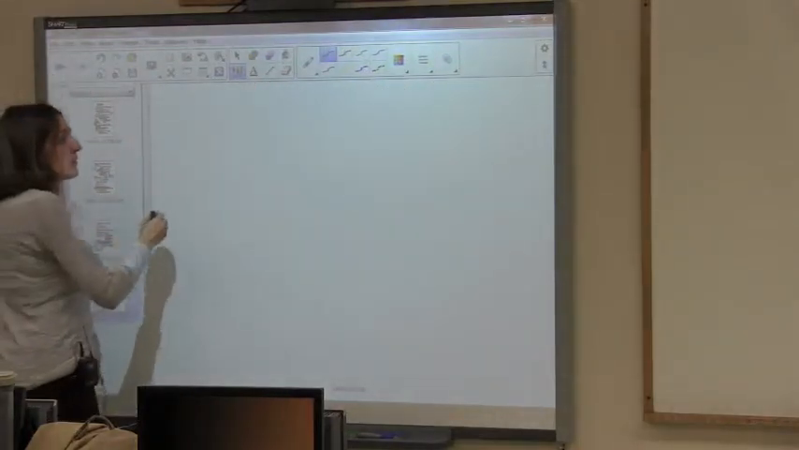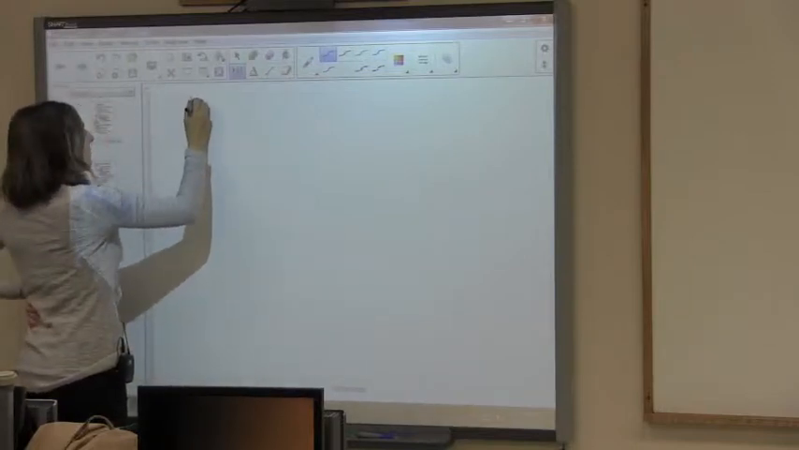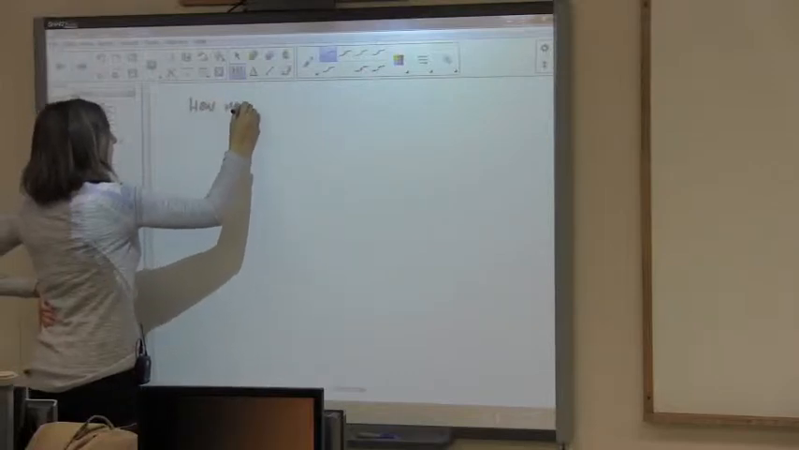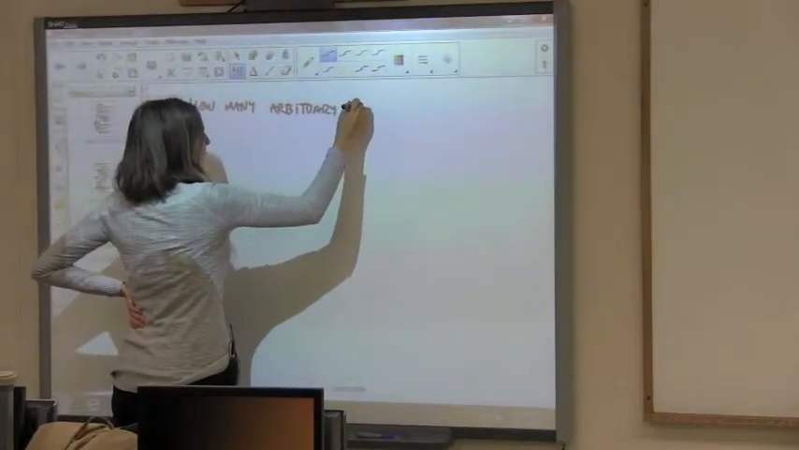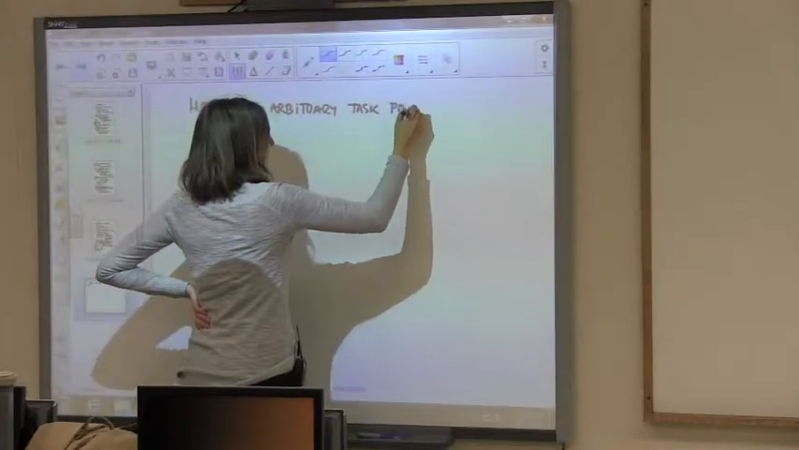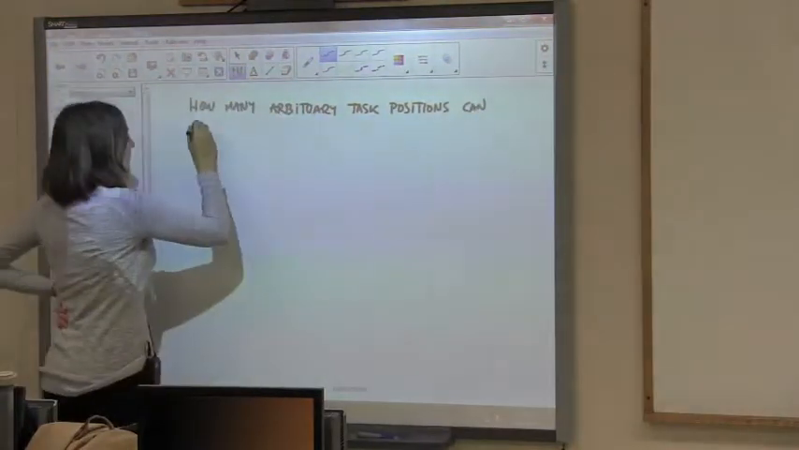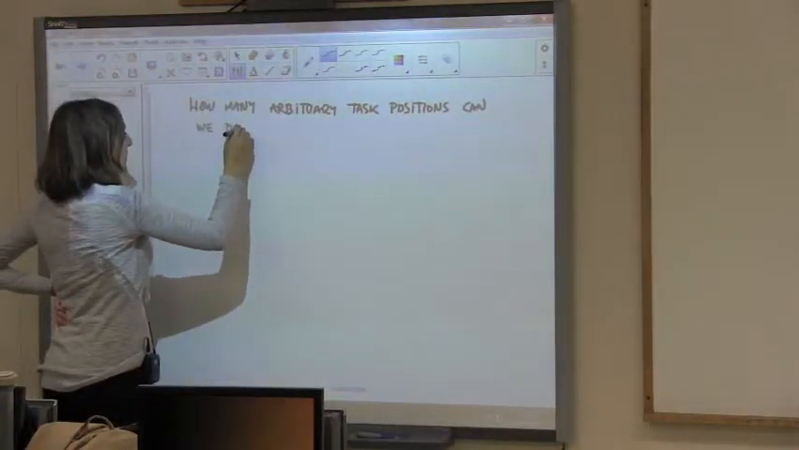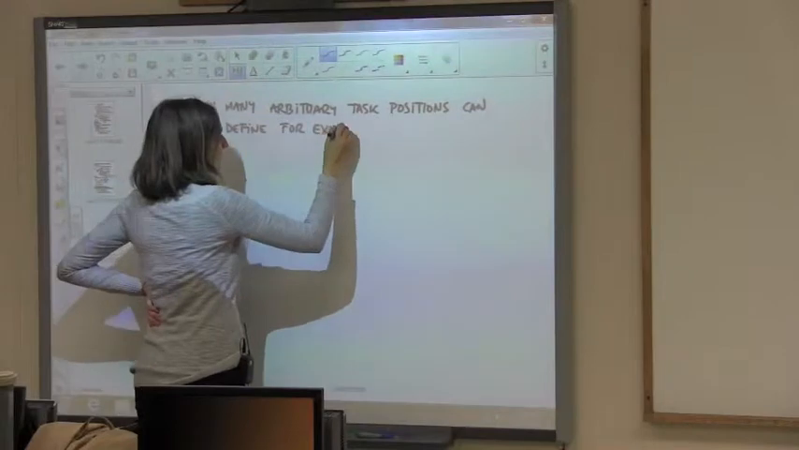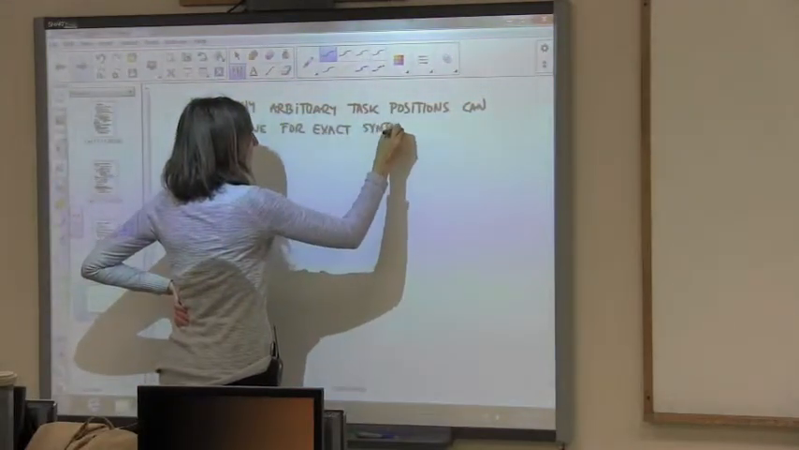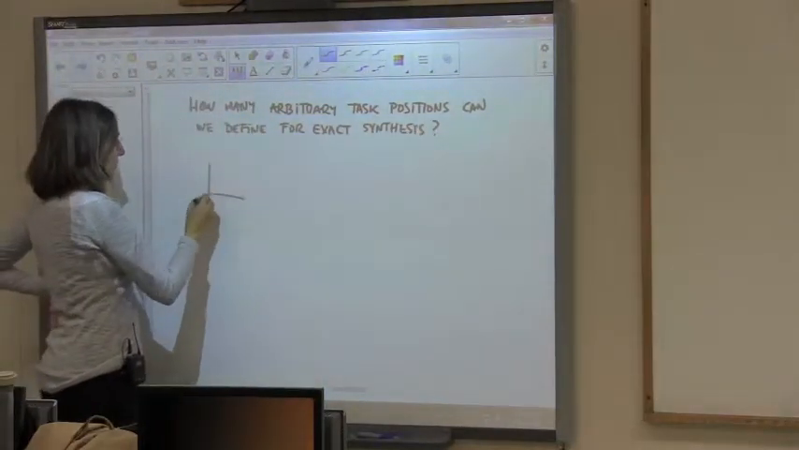Now, a related problem to this is, we talk about the task, and there is something we can calculate, which is how many arbitrary task positions can we define for exact synthesis. For instance, when we have the robot that I just put first, right? Just a revolute joint.